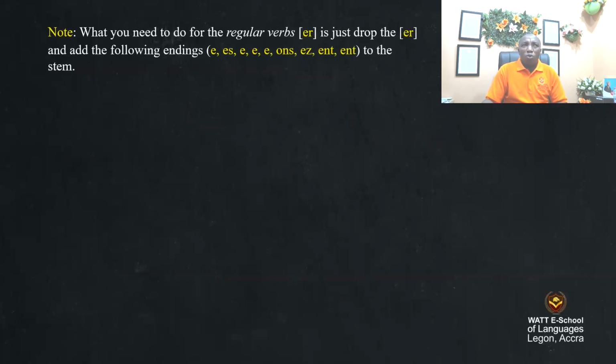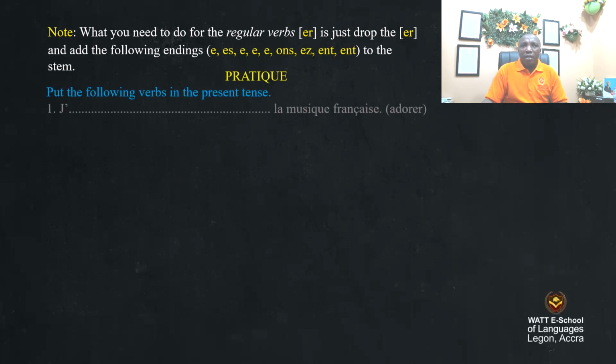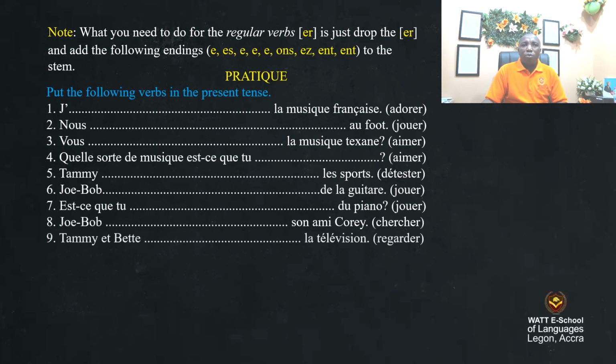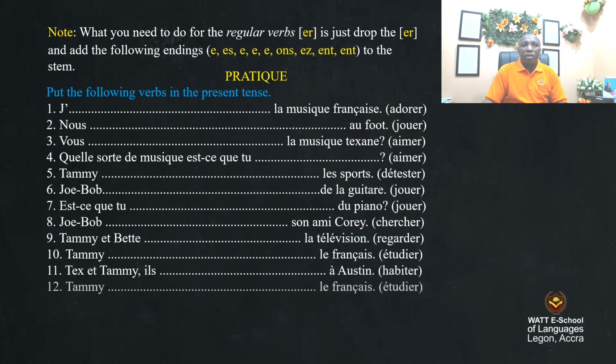What you need to do for the regular verbs ER is to drop the ER and add the following endings, as I have already mentioned them in the brackets, to the stem. Practice. Put the following verbs in the present tense. I'm going to display the sentences and together we are going to put them in the present tense.